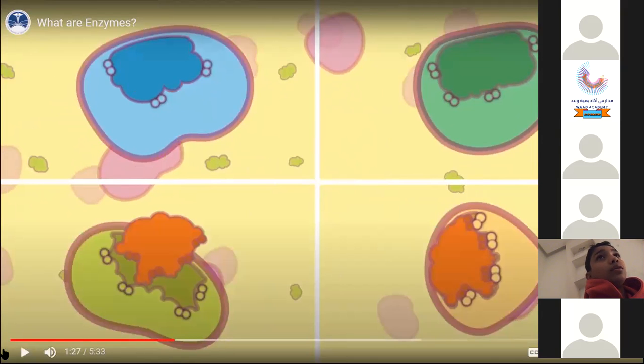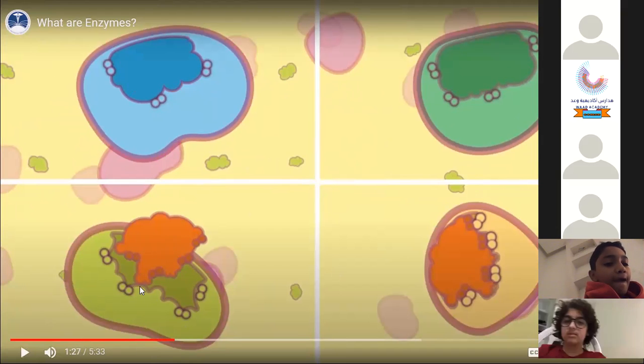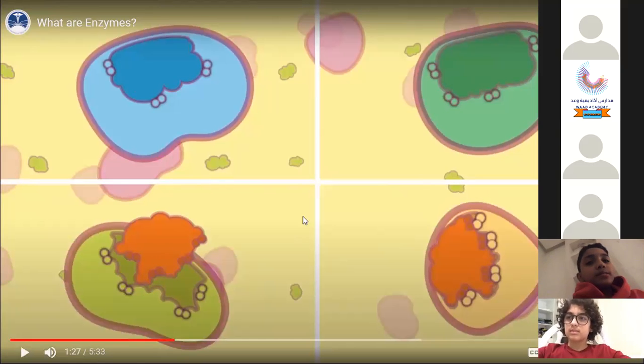You can see that this substrate is trying to enter into that enzyme, but the shapes don't match, so they will not be binding together. This enzyme will not be able to work for this substrate.